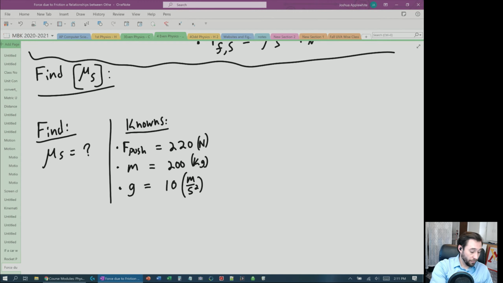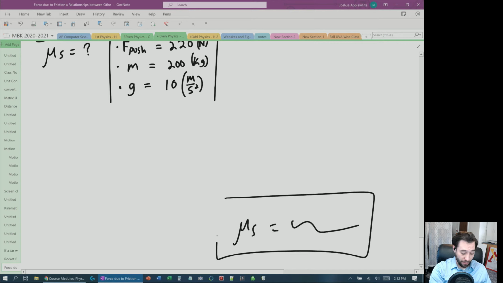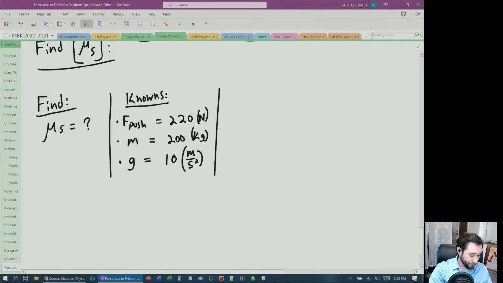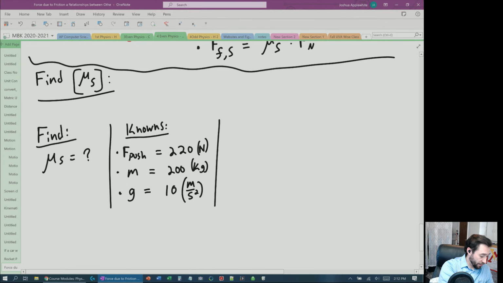Now, this is where the algebra comes in. This may be confusing for a little bit, just for a couple minutes, but I'm going to go through it pretty quick, so don't tune me out. Just keep watching. Once I get down to the final thing where it's mu sub s equals something, and I box it, that's what you write down. That's the most important thing. So my objective is I want to find mu sub s.